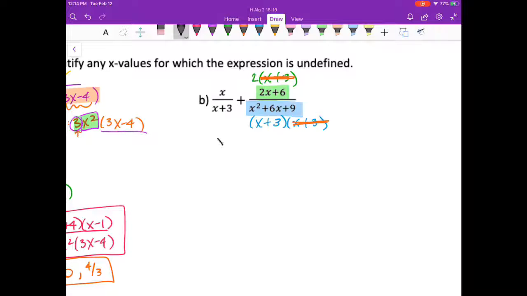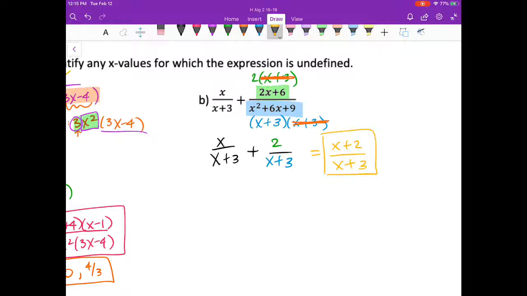So now all we're doing is taking x over x plus 3 plus 2 over x plus 3, which is great because now we already have our common denominator. I just add my fractions like normal. I have x plus 2 over x plus 3. Ta-da!